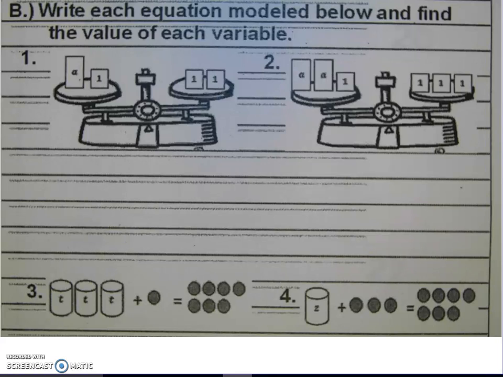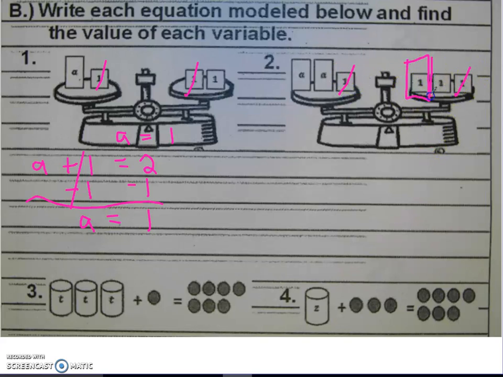Okay, number 1. We have this 1 and this 1 can cancel out. So we only need one group, so a equals 1. Mathematically, it looks like this: a plus 1 equals 2. The inverse, or the opposite, of plus 1 is minus 1. This cancels out. 2 minus 1 is 1. So a equals 1.